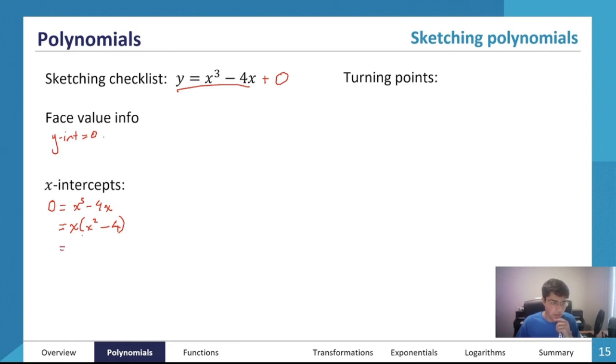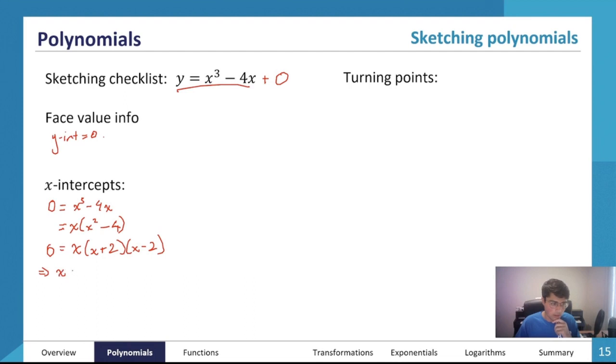What we can then do is use our difference of two squares and reduce this further into its linear factors. So x squared minus 4, that's the same as x squared minus 2 squared. So that means our factors will be x plus 2 and x minus 2. Then we can apply the null factor theorem.